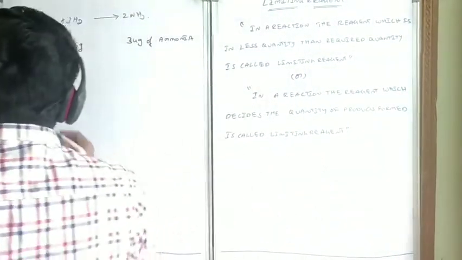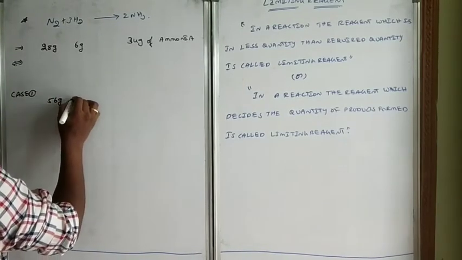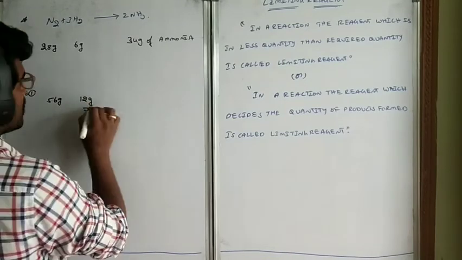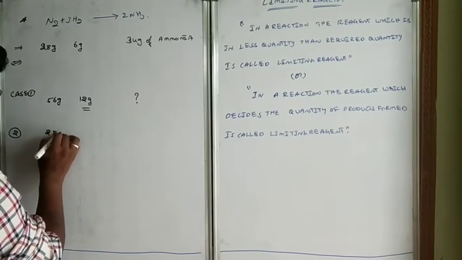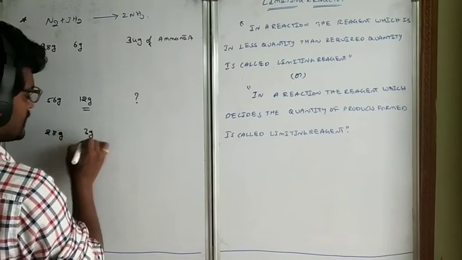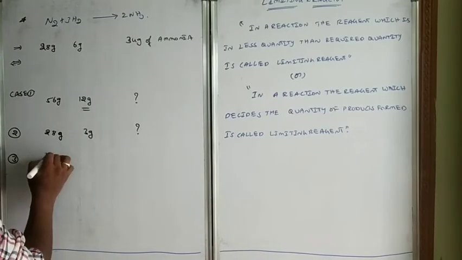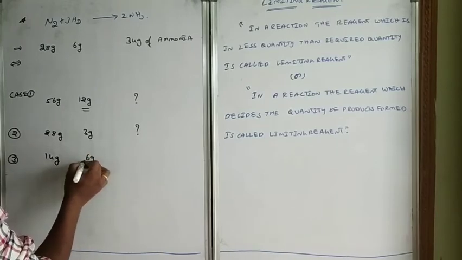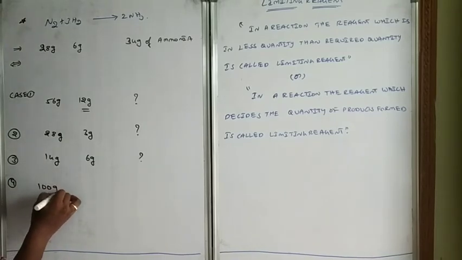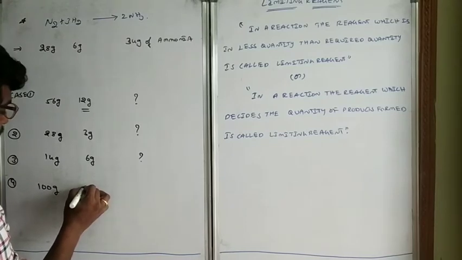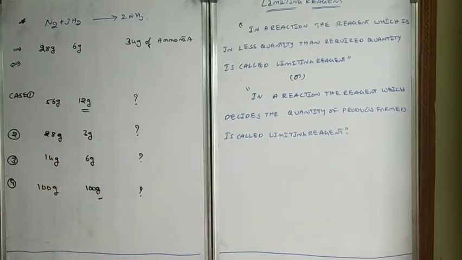Now let us see. For example, case 1: 56 grams of nitrogen is reacting with 12 grams of hydrogen. How much ammonia is formed? In case 2, 28 grams of nitrogen is reacted with 3 grams of hydrogen. How much product is formed? In another case, 14 grams of nitrogen is combined with 6 grams of hydrogen. How much product is formed? In another case, 100 grams of nitrogen is combining with 100 grams of hydrogen. How much product is formed, and what is the limiting reagent in every case?